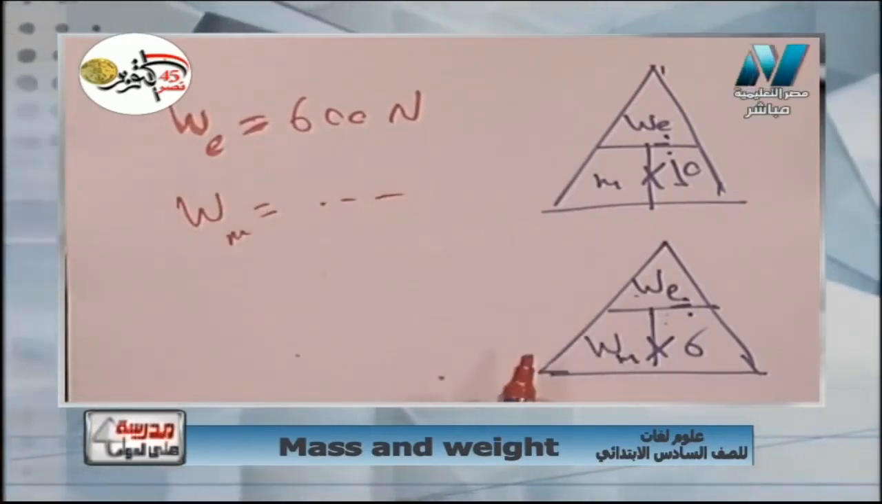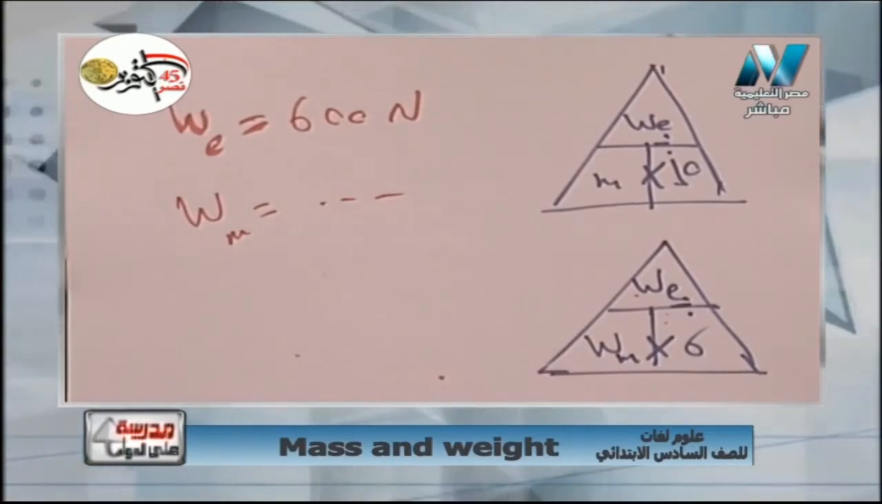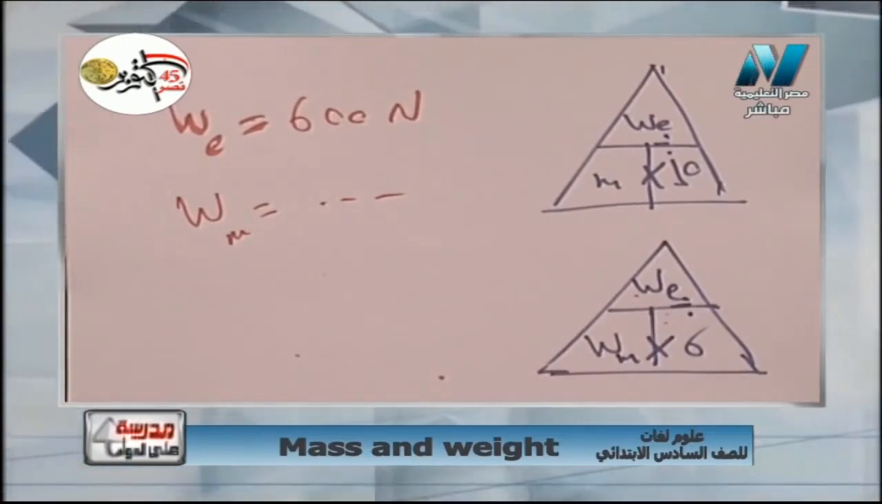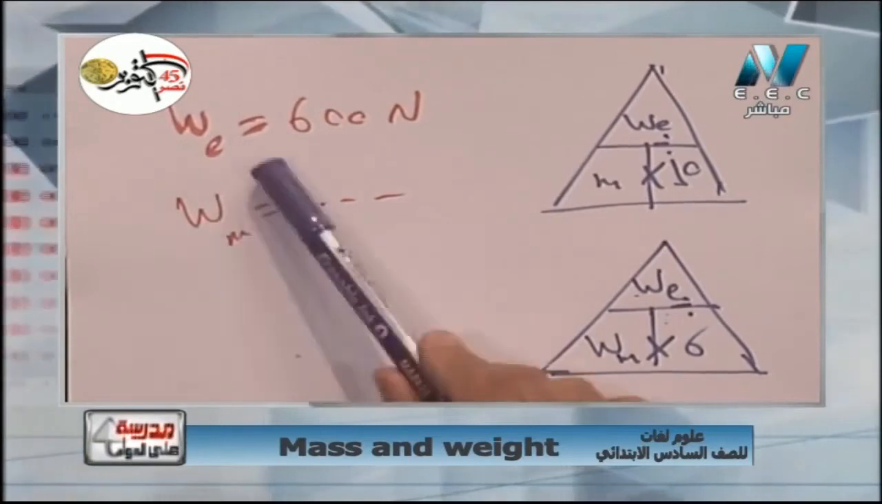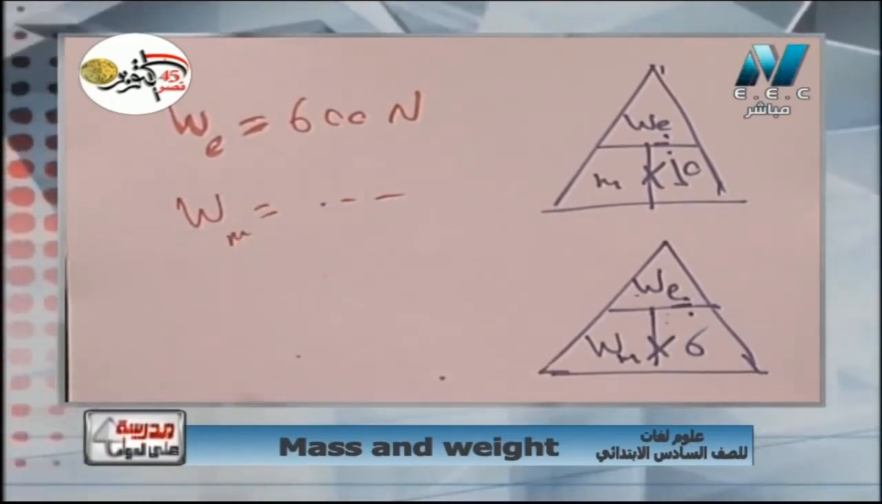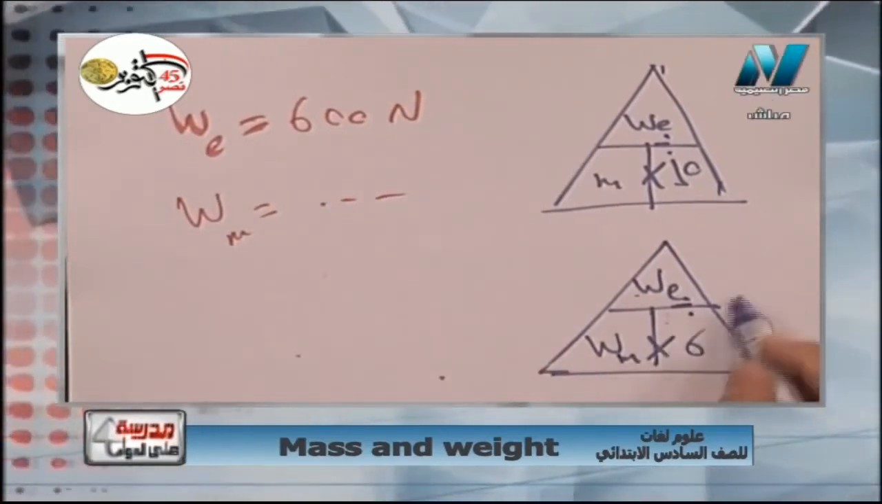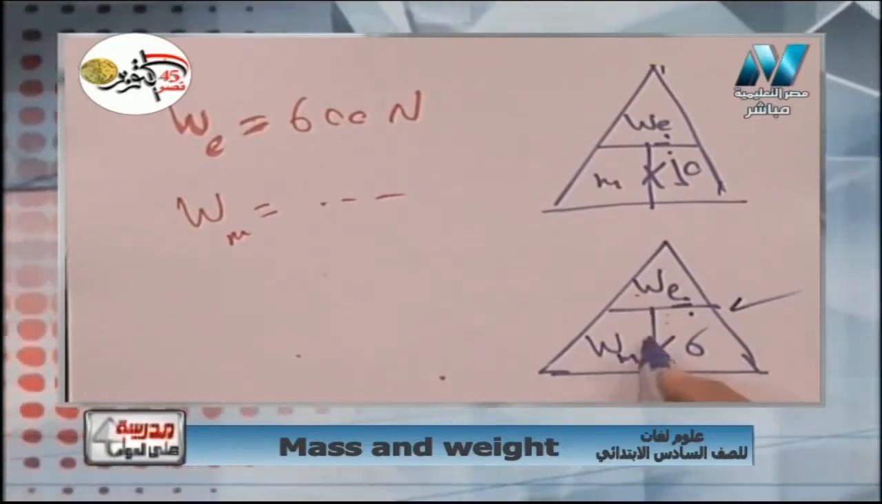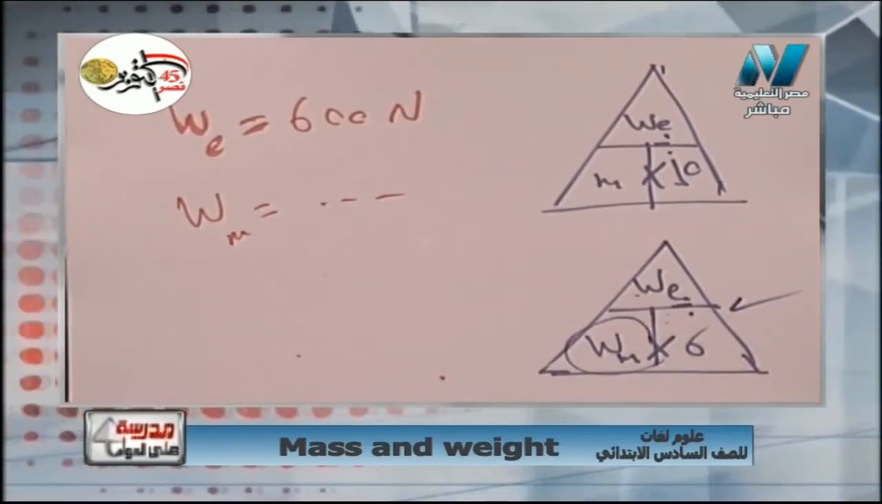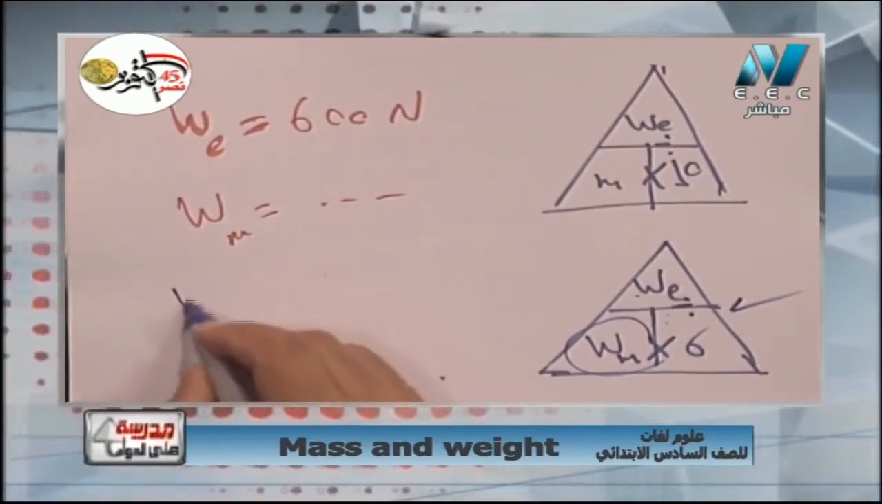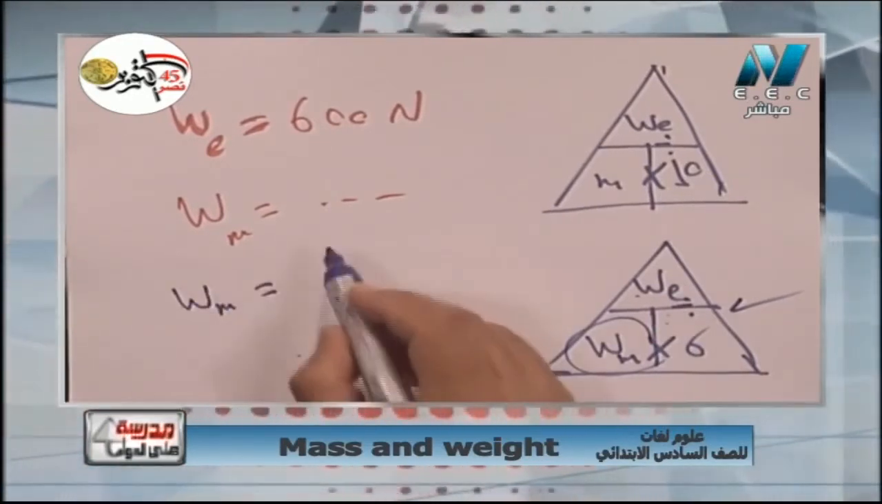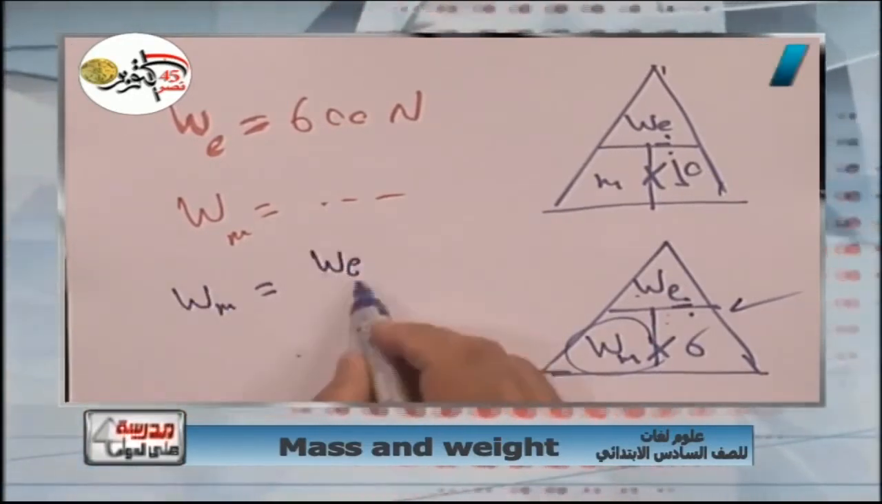اوكي. so which triangle I will use؟ بسأل نفسي سؤال صغير قوي. انا هنا عندي ايه وعايز ايه؟ weight on the earth وعايز weight on the moon. weight to weight. مين الترينجل اللي فيه weight؟ sure هو ده weight to weight. طب عايز منهم مين بالظبط؟ weight on the moon. so it will be weight on the moon equal weight on the earth divide 6.